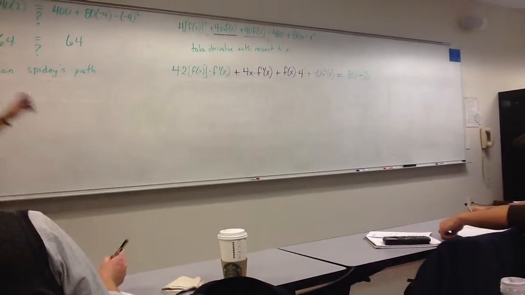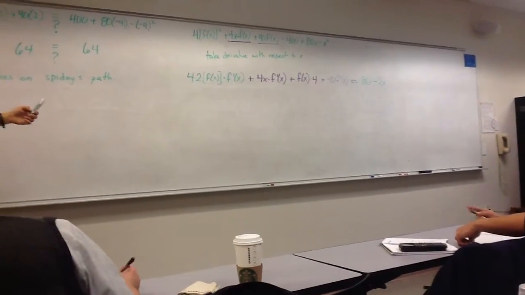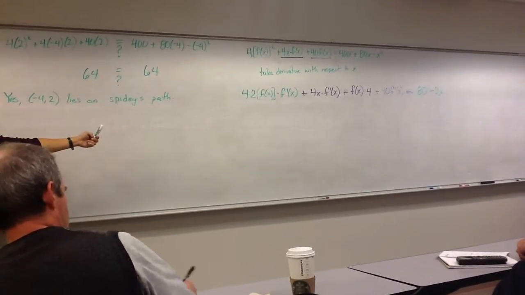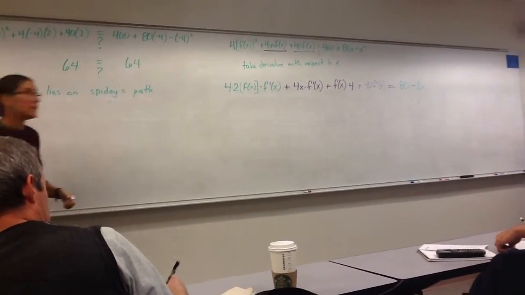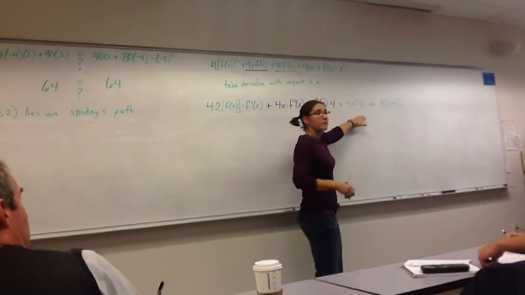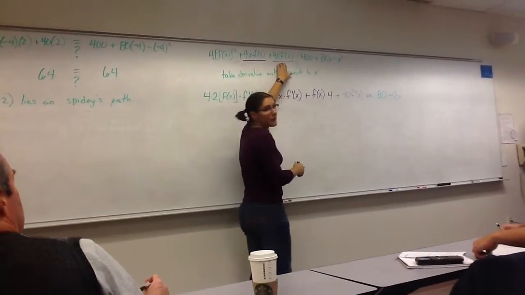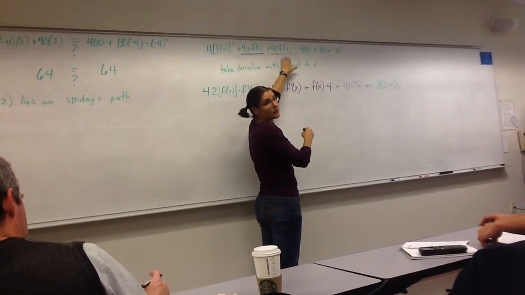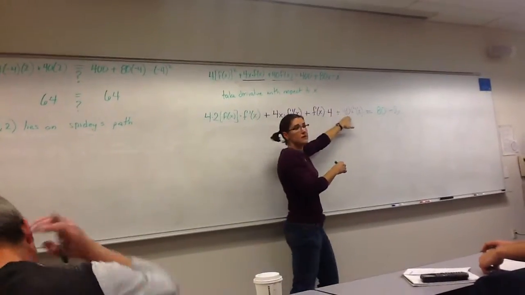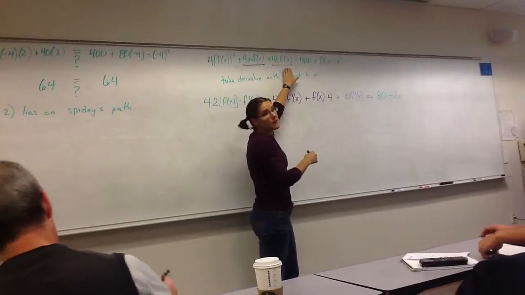Okay, so we've now implicitly differentiated our equation. Are there any questions about that? What rule was the third one? This one right here? Yeah. So this was our 40 times f of x. And because it's a constant times something that's changing, I carry along the constant and then take the derivative of f of x.